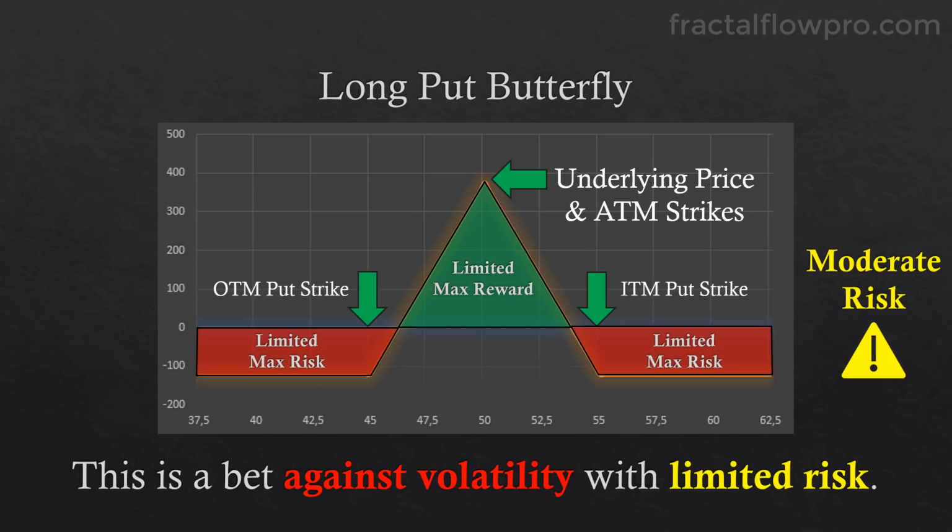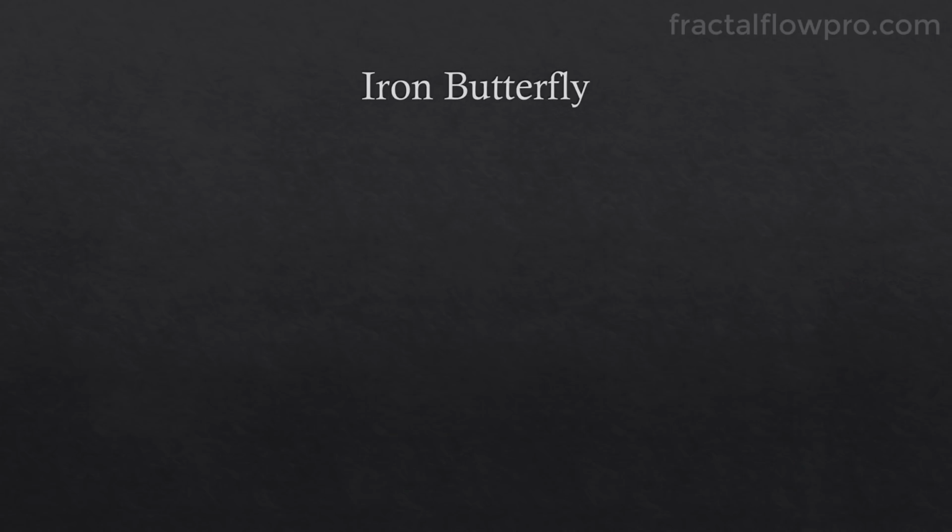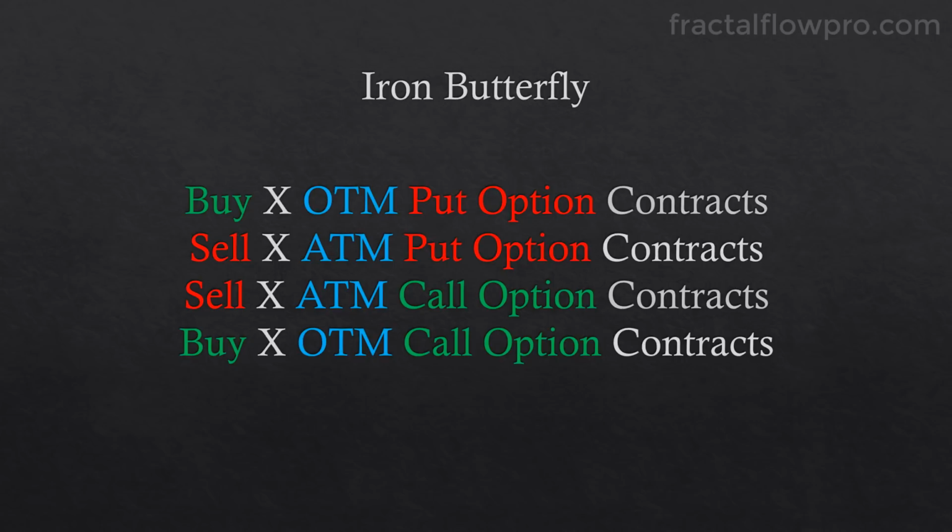Next, we have a strategy called iron butterfly, which is a combination of 4 different legs. To form an iron butterfly, the trader must buy an X number of out-of-the-money put option contracts, sell an X number of at-the-money put option contracts, sell an X number of at-the-money call option contracts, and buy an X number of out-of-the-money call option contracts.